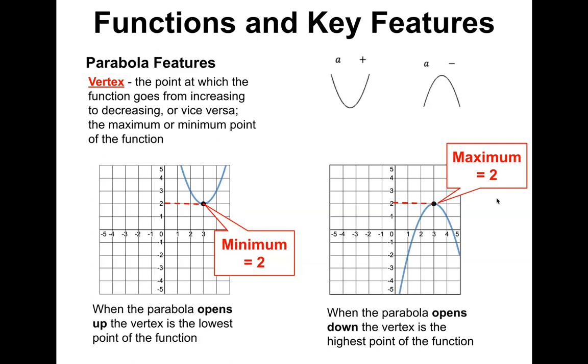So your maximum value does not have to be positive or negative. It's the a value when they're in standard form or vertex form. That a value at the beginning of your function will help determine if it opens up or down.